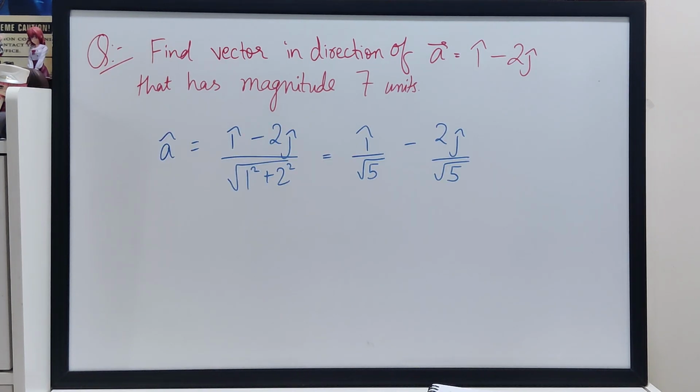And now you have been given the magnitude in the direction of vector A. So the vector becomes 7A cap. You have to multiply that scalar quantity with that unit vector.